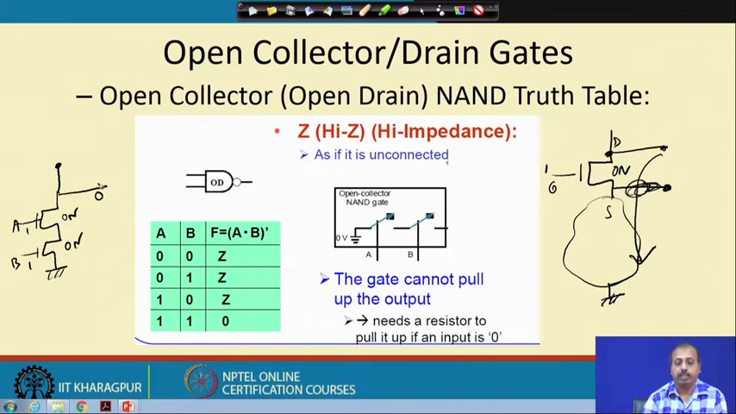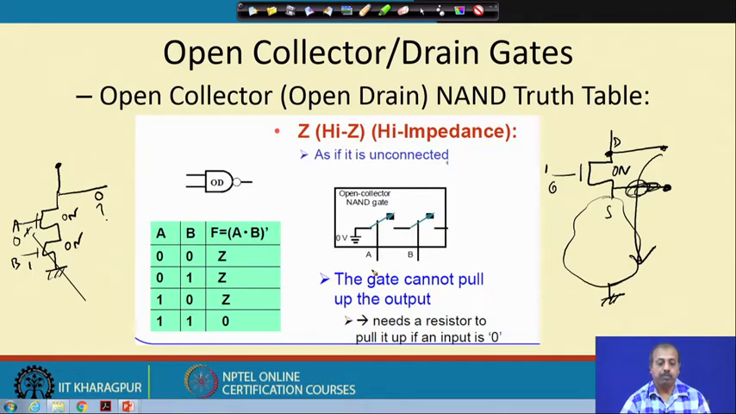So, for 1 I am getting a 0, but if any of them is equal to 0, then I do not know what the value is here, because this lower side is cut off and the upper side is also not connected to any voltage source. So, this is open. It is as if it is high impedance, or high Z, as if it is unconnected. If both the switches are equal to 1, then this switch will drop down as if I get a connection to 0. So, this way it operates.